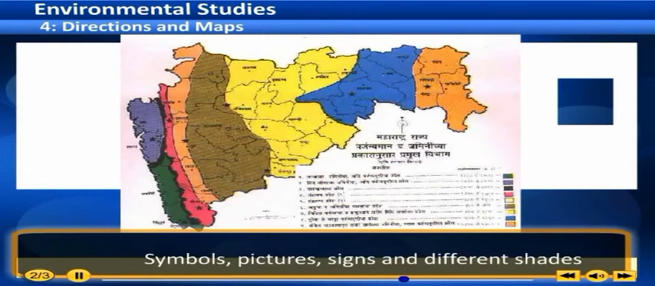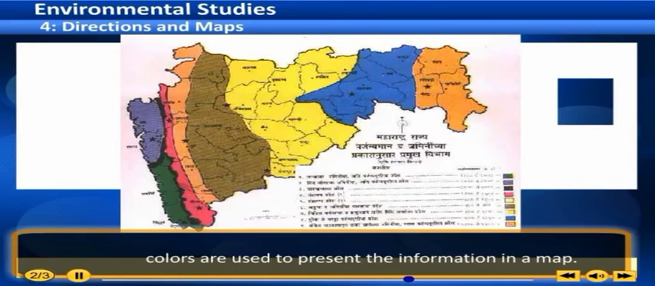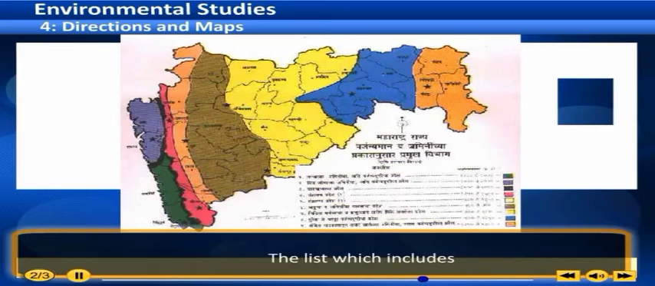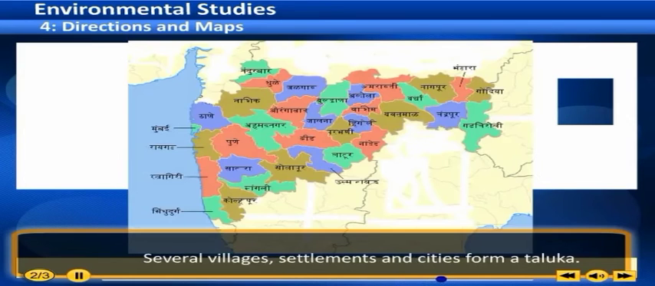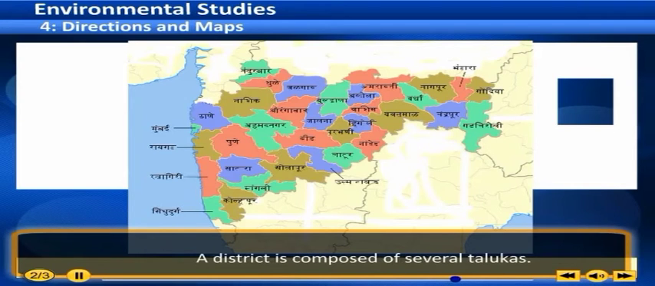Symbols, pictures, signs, and different shades of colors are used to present the information in a map. The list which includes all these things is known as the index. It helps us to understand the map. Several villages, settlements, and cities form a taluka. A district is composed of several talukas.